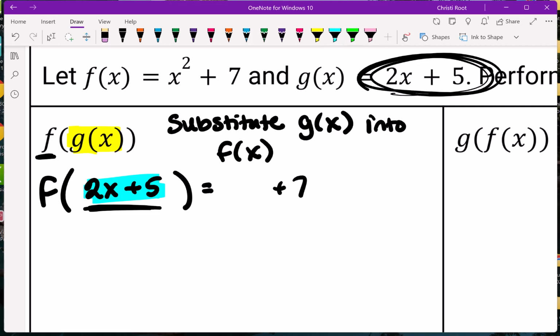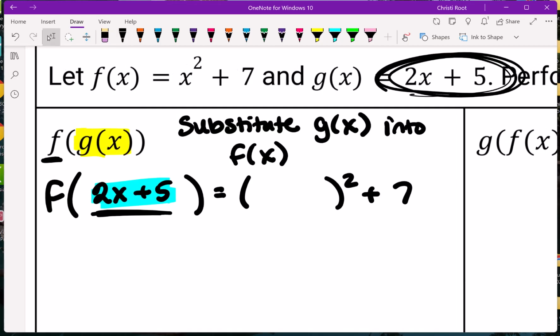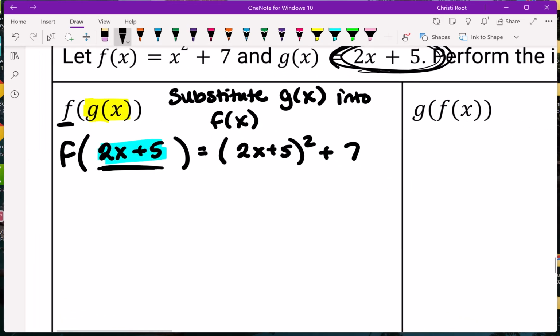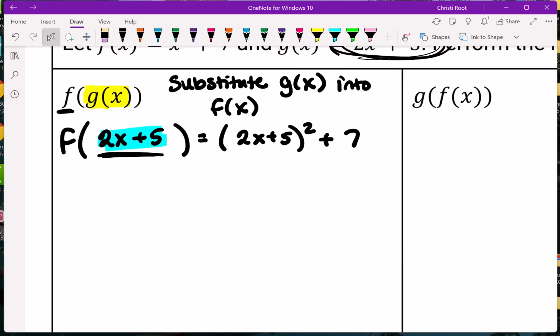So don't write x squared plus 7. Don't do this either. Do you have room to substitute 2x plus 5 into that? Absolutely not. So you're going to make big parentheses, so big parentheses squared plus 7. Whenever you're substituting a function, make really big space in your parentheses. We're going to take that 2x plus 5 and put it right here. That's the hard part. You're going to take the existing f function and replace the x with 2x plus 5. All you have to do now is simplify.